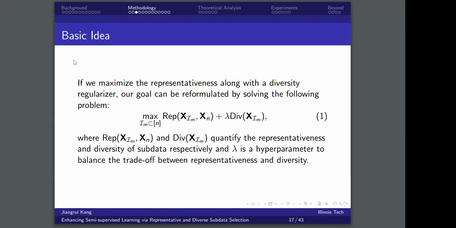And our lambda here is the coefficient for the regularizer that balances the trade-off between the representativeness and diversity. It's very common if you study regularization, like, I say, lasso regression and anything regularized. So it's a very natural idea.